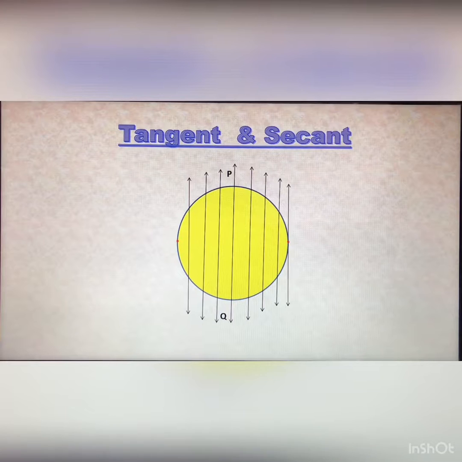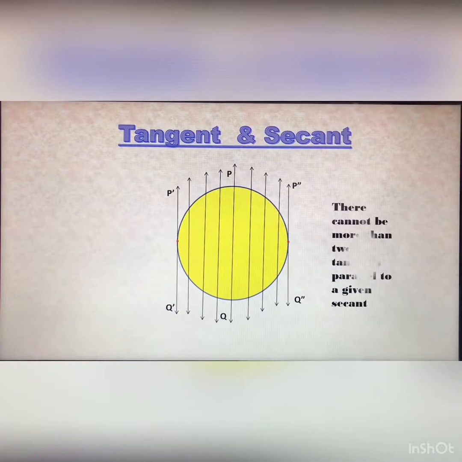But you can see here PQ. PQ is a line which has a common point on the circle, and again this is the next one, P dash and Q dash. This is the second tangent which has a common point. So what is the conclusion for these two? Yes, there is some conclusion. There cannot be more than two tangents parallel to a given secant.